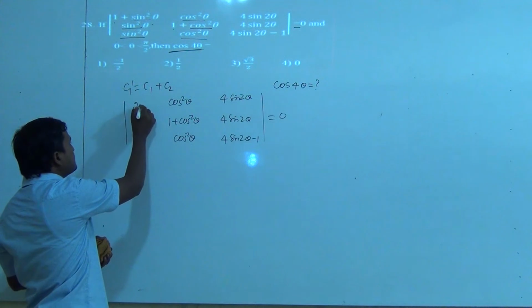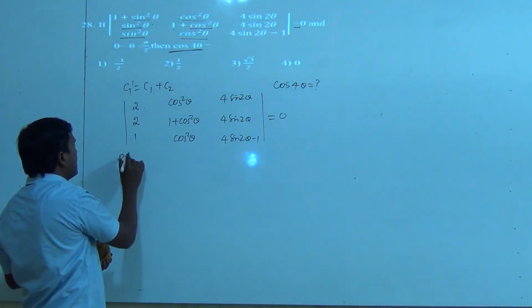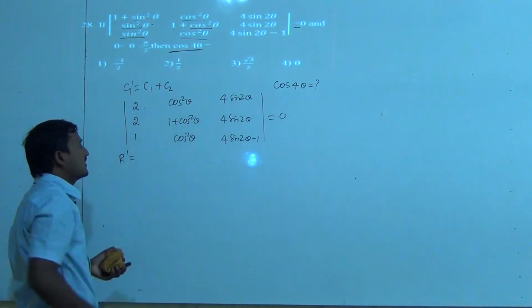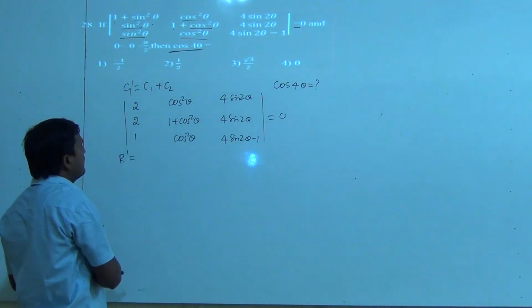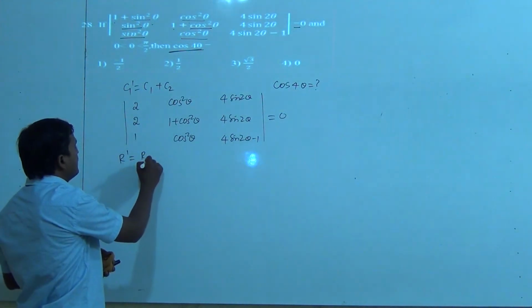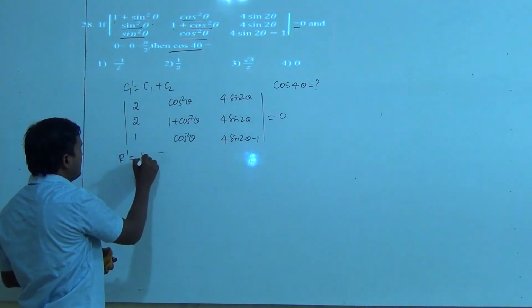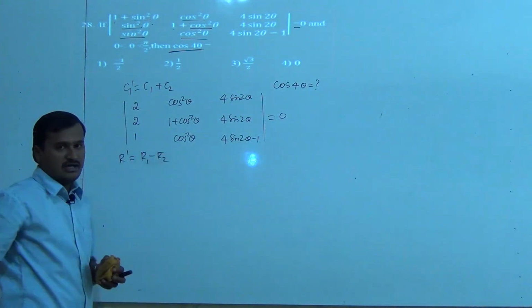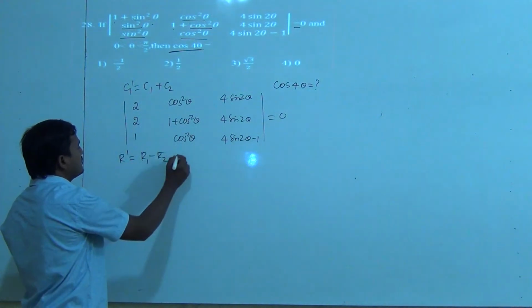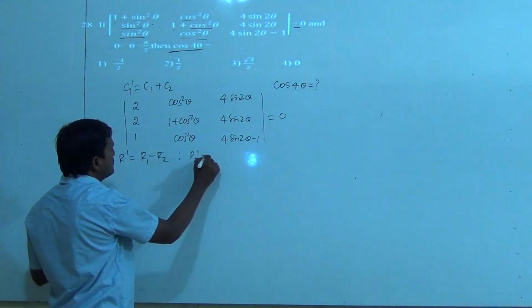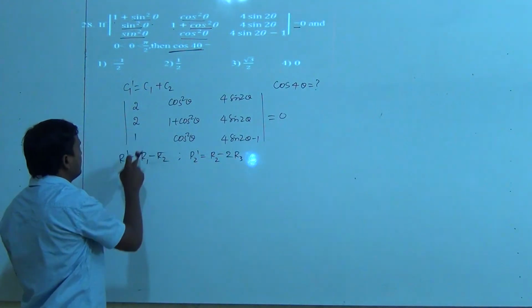Now I will make this element also 0 by applying the operation R1 dash is equal to R1 minus R2, so that this element becomes 0. And also I will apply R2 dash is equal to R2 minus 2 R3. Okay, so first I will apply this one.